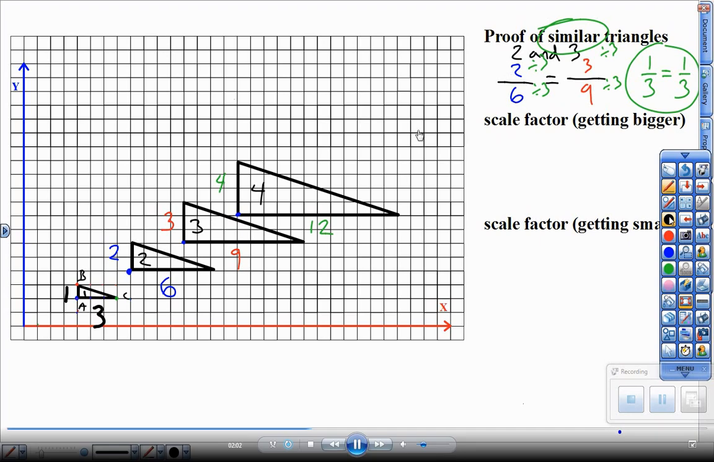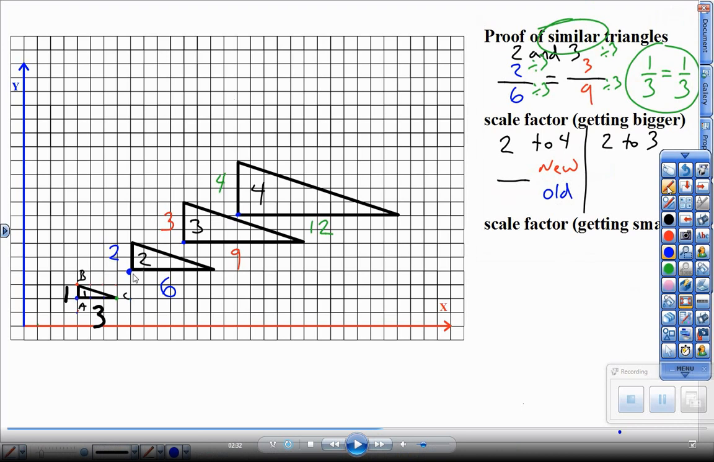Scale factor. I'm going to do a couple here. So I'm going to do from triangle 2 all the way up to 4. I'm also going to do from triangle 2 up to triangle 3. So if I go from 2 up to 4, making it bigger, dilating it bigger, to find that scale factor, it's always the new length of the triangle after it's been made bigger over the old length, the length of the triangle before it was made bigger.